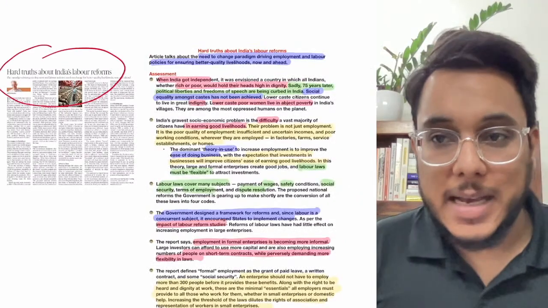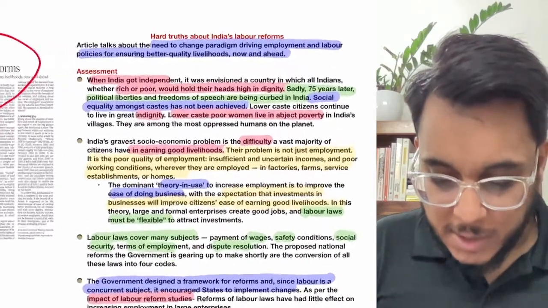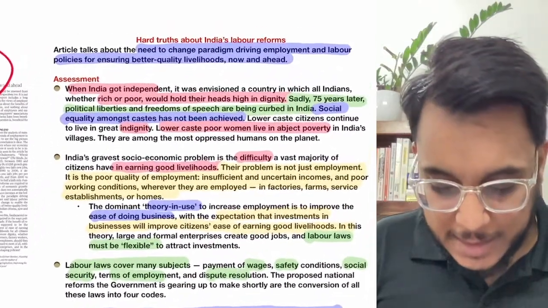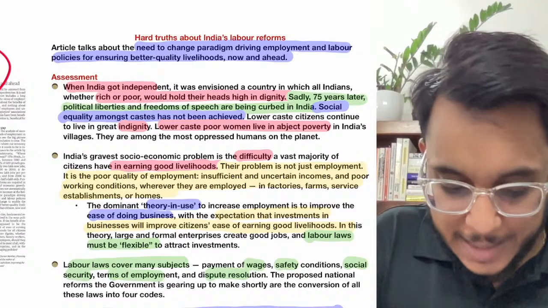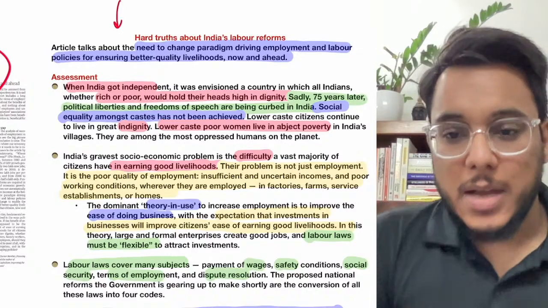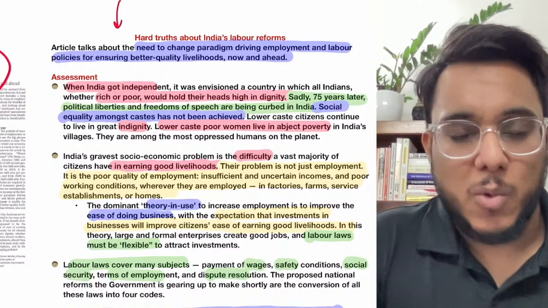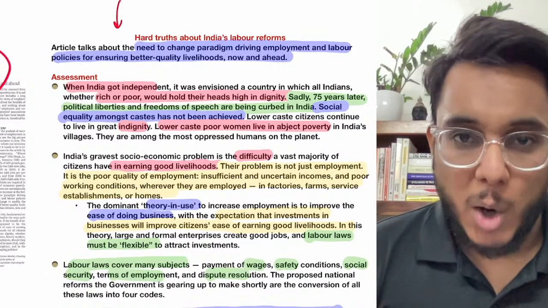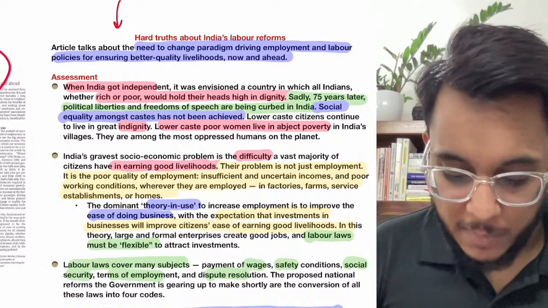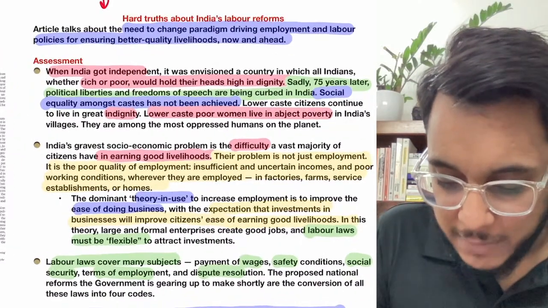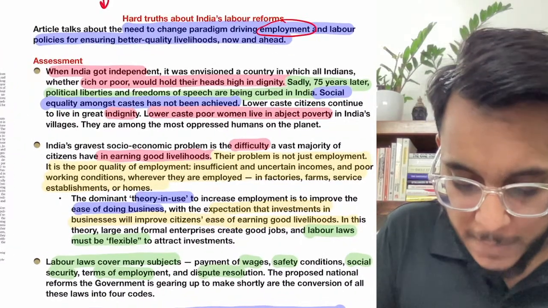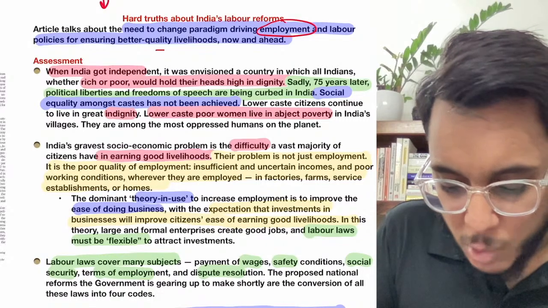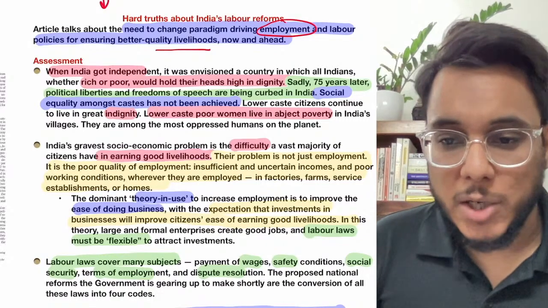Hard truths about India's labor reforms. So guys, this article is talking about one big concern that has existed in India for a long time. The concern is that poverty is a very big problem and unemployment is a very big problem. In India we have the problem of employment, and we don't have better quality livelihoods.